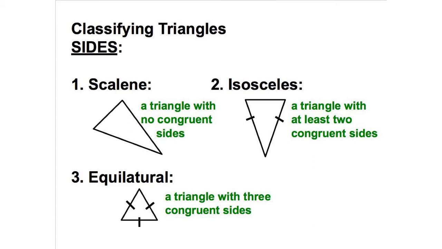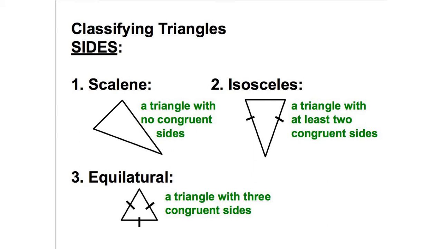There are two ways to classify triangles. One is based off of its sides using the terms scalene, isosceles, and equilateral. A scalene triangle is one that has no congruent sides. Congruent means equal, so nothing on a scalene triangle is going to be equal. An isosceles triangle is one that has two congruent sides. And an equilateral triangle is a triangle that has three congruent sides.